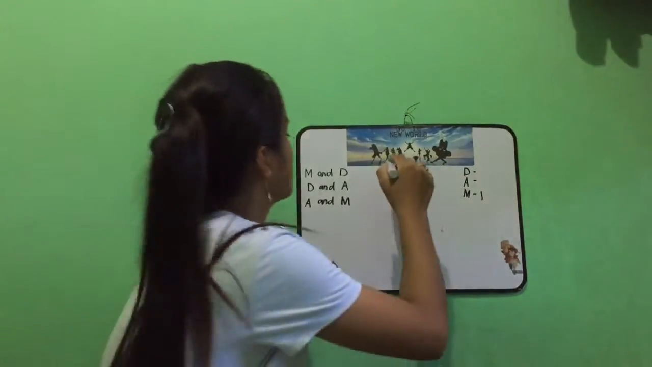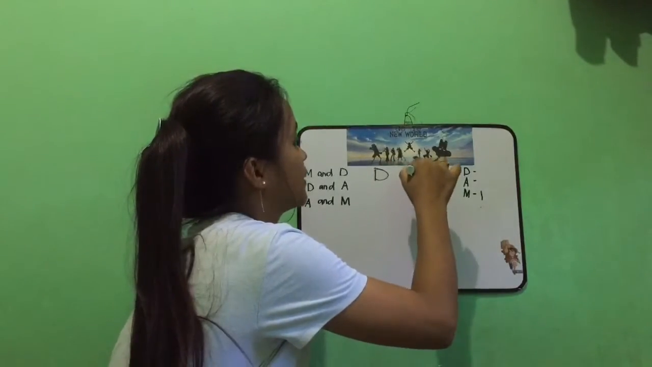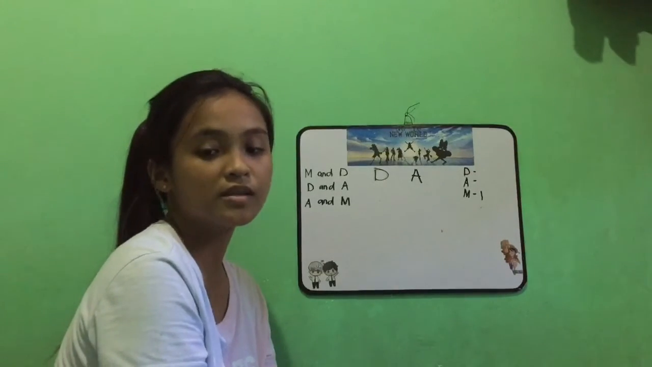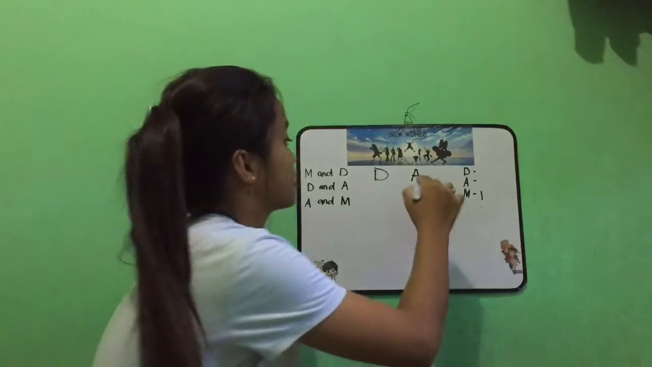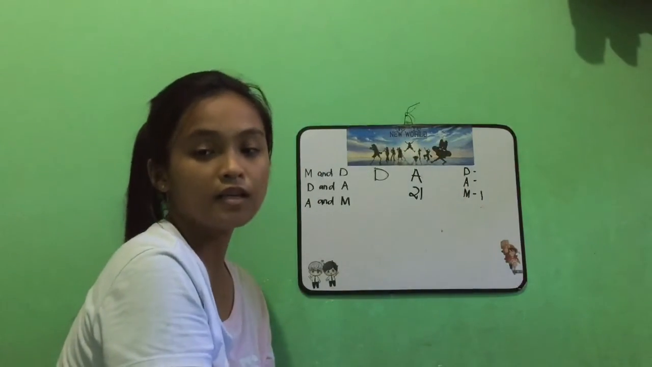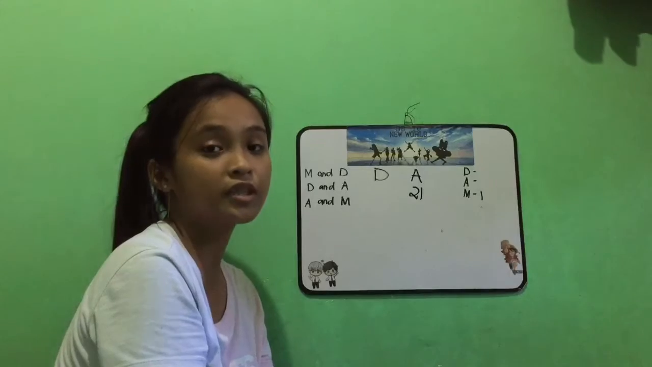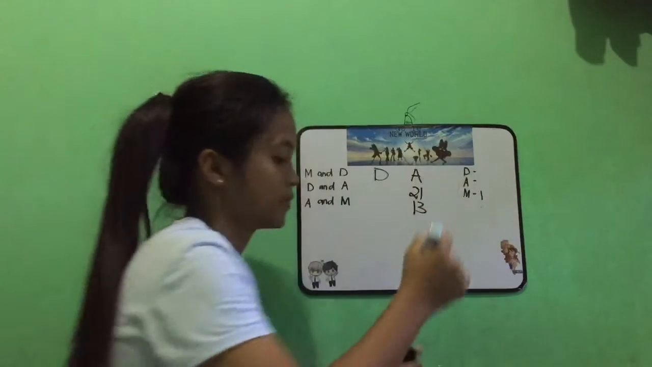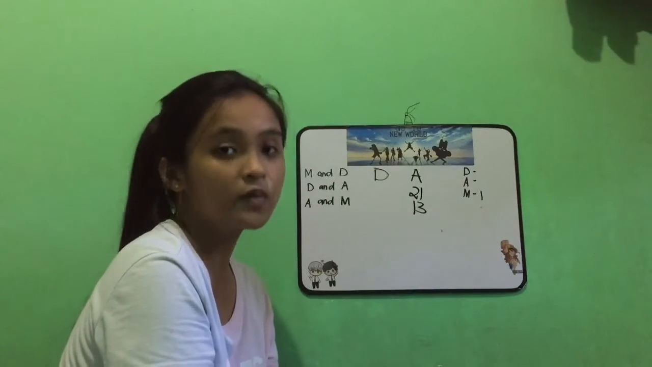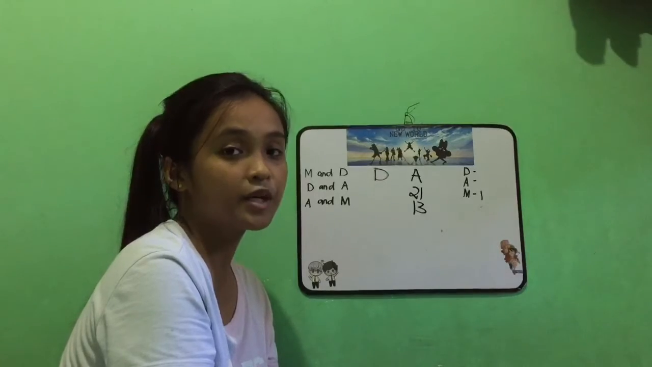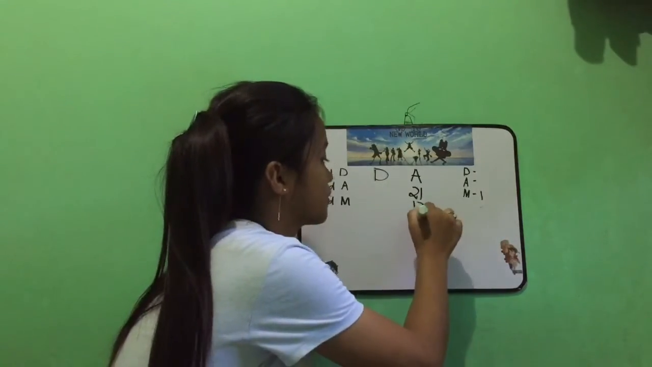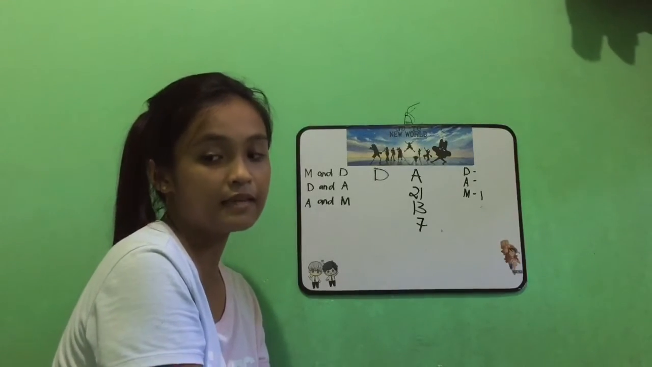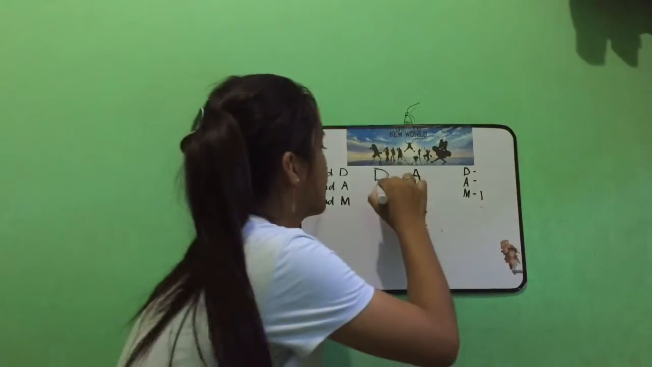So next, the next pair is the dessert and the appetizer. In the first column, appetizer will have the 21 votes since it appeared earlier than dessert. In the second column, appetizer again will have the 13 votes since it appeared earlier than dessert. In the third column, appetizer will have the 7 votes since it appeared earlier than dessert. And in the last column, dessert will have the 5 votes since it appeared earlier than appetizer.